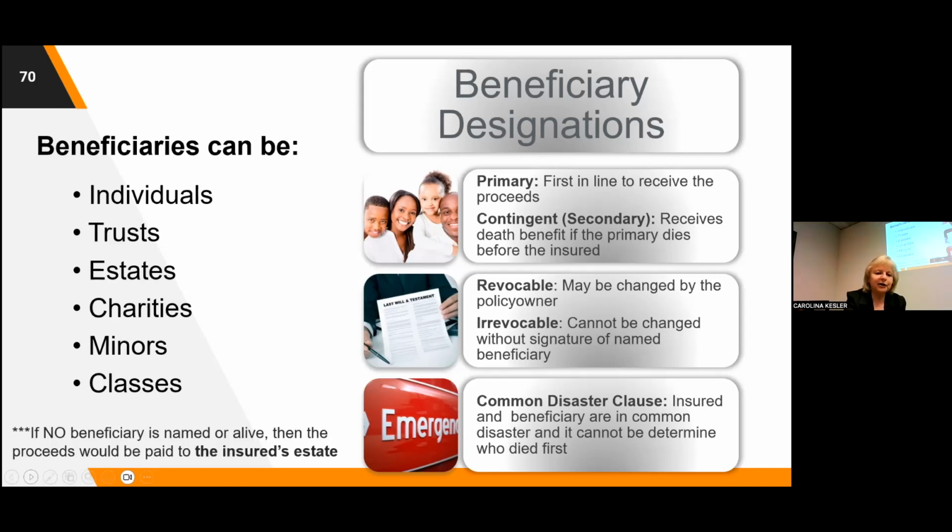If no beneficiary is named or alive, where does the money go? To their estate or to the state. This is pretty much what happens.